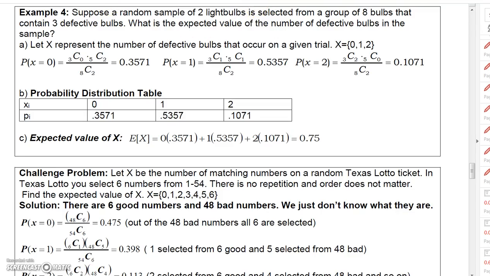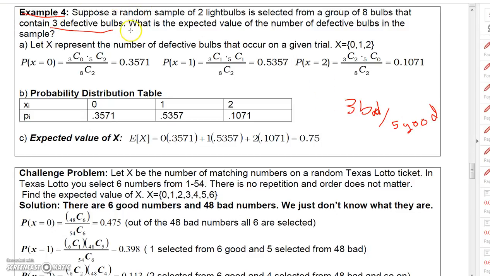Okay, let's do another example here. Example 4 says, suppose a random sample of 2 light bulbs is selected from a group of 8 bulbs that contain 3 defective. So basically, you've got to remember that you've got 3 bad bulbs in this sample, and you've got 5 good bulbs. So keep that in mind: 3 bad bulbs and 5 good bulbs.